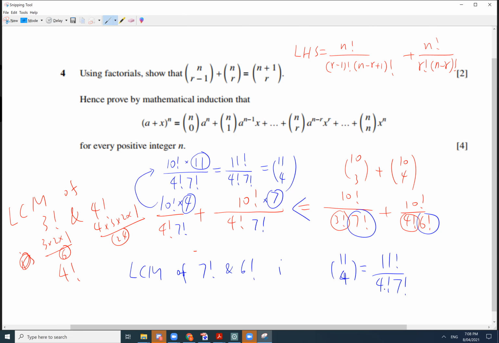Why times by 4? Okay, let's have a look at why we times by 4. The original denominator is 3 factorial times 7 factorial. Now you change to 4 factorial times 7 factorial. What did you do? You times by 4. 3 factorial times by 4, we got 4 factorial. If the denominator is times by 4, the top is times by 4.